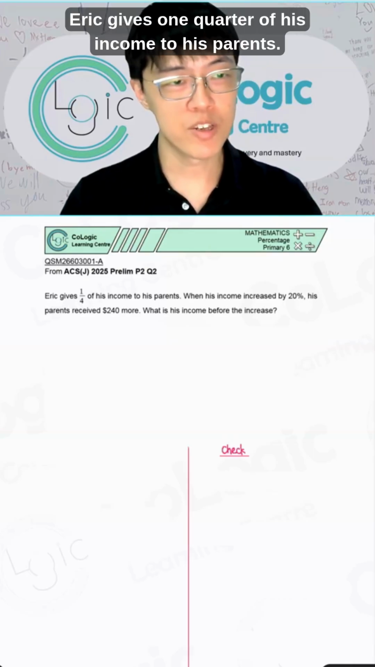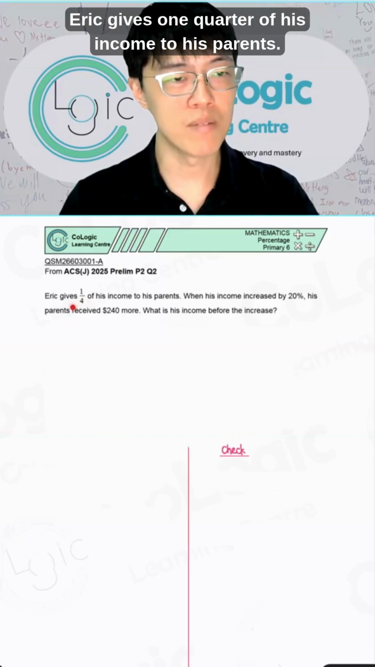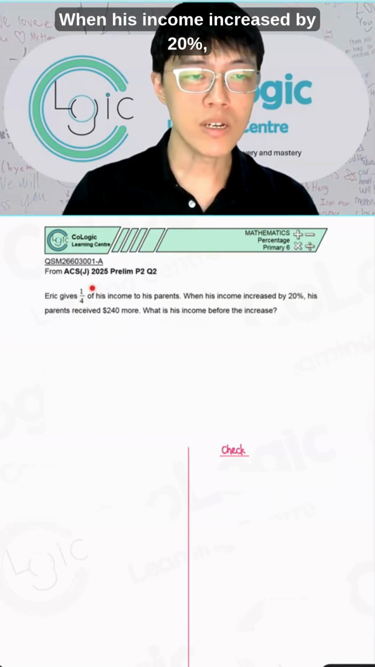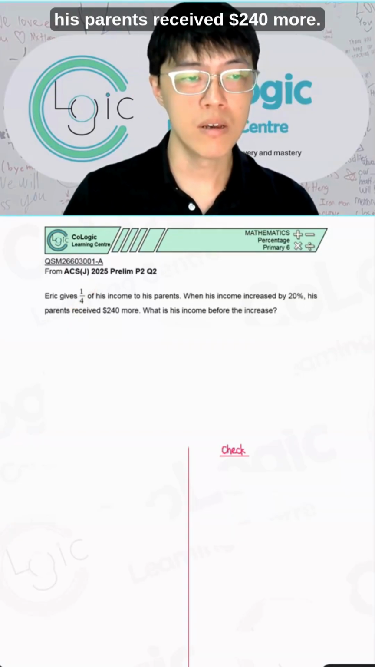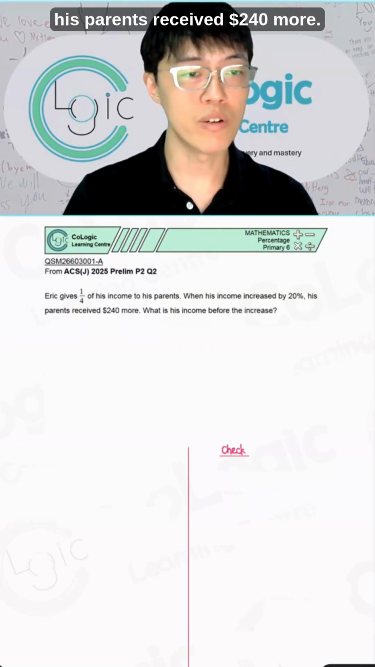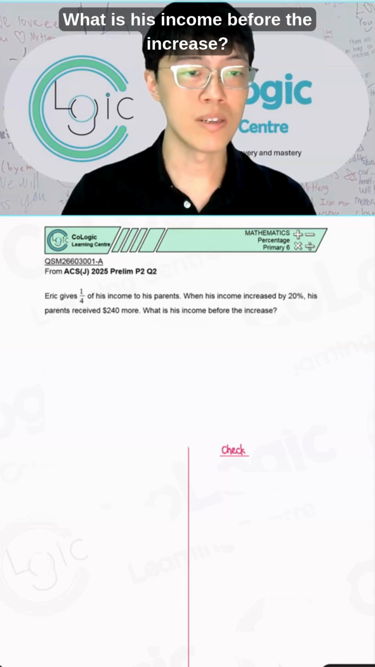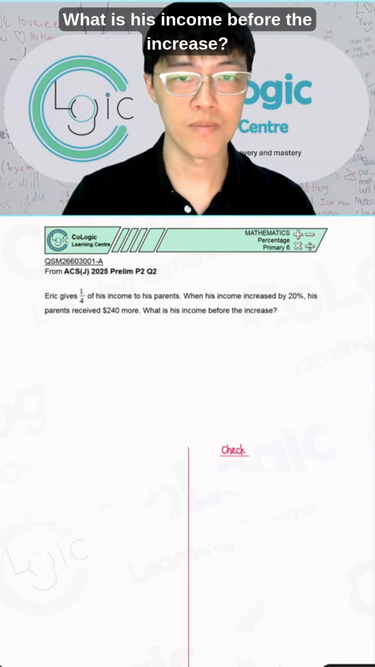Eric gives 1/4 of his income to his parents. When his income increased by 20%, his parents received $240 more. What is his income before the increase?